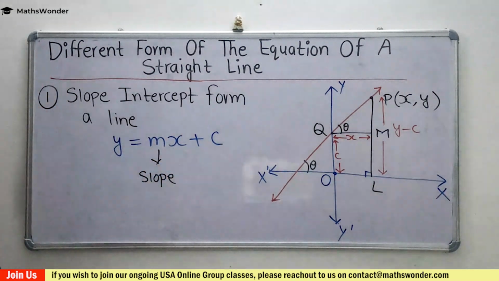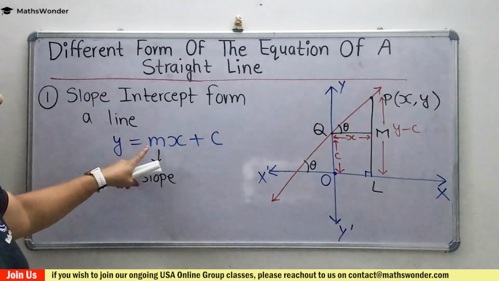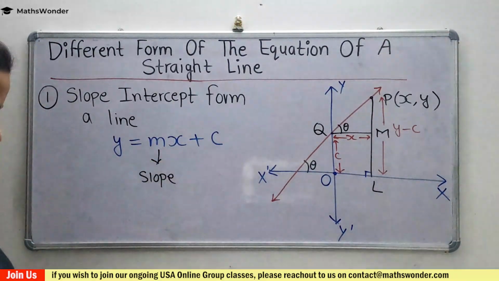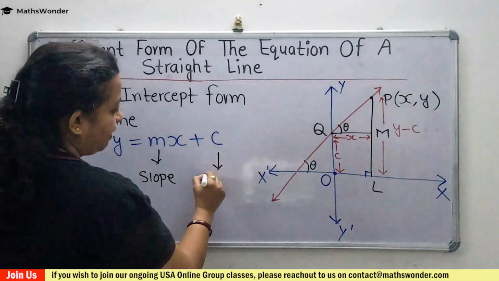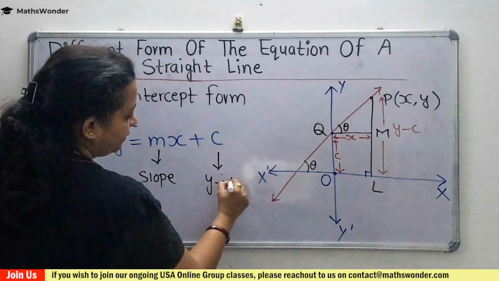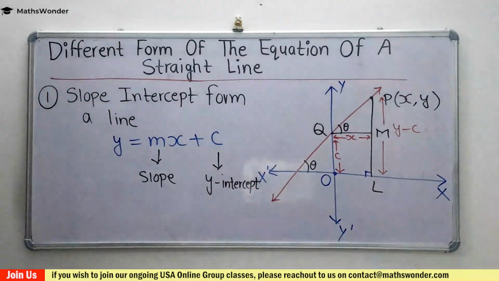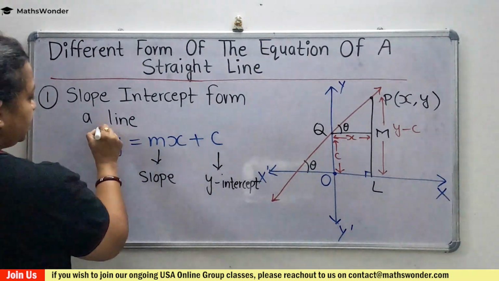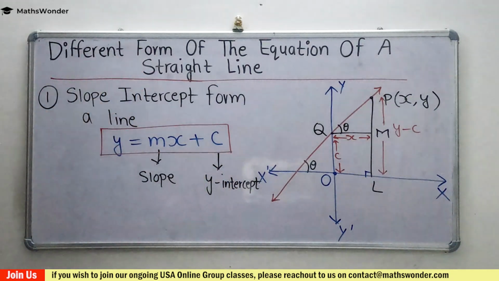M is the slope, x is a variable, y is a variable, and what is c? C is the y-intercept. So this is the description of the line equation.